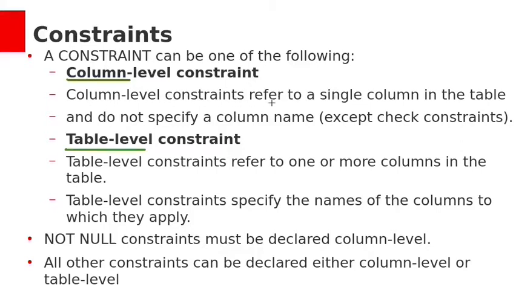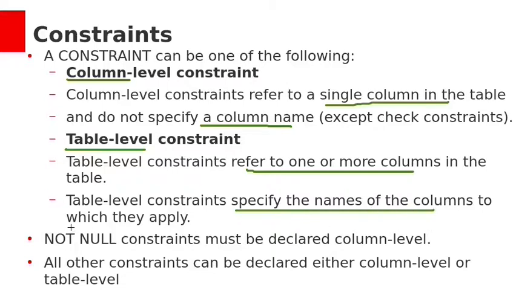Column level constraints refer to a single column in the table, whereas table level constraints refer to one or more columns in the table. In a column level constraint, we do not specify the column name because it applies to only one column. Table level constraints specify the names of the columns to which they apply. Not null constraint must be declared at column level, which means we cannot create the not null constraint at table level. All the other constraints can be declared at either column level or table level.